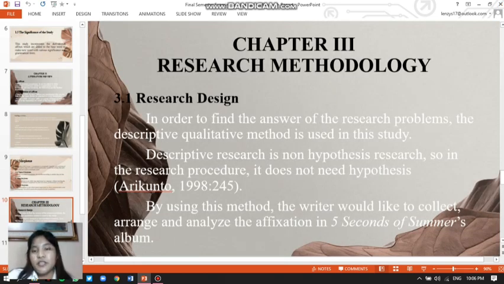Chapter 3, Research Methodology. 3.1, Research Design. In order to find the answer to the research problems, the descriptive qualitative method is used. This descriptive research is non-hypothesis research, so the research procedure doesn't need a hypothesis. Arikunto, 1998. By using this method, the writer would like to collect, arrange, and analyze the affixation in 5 Seconds of Summer's album.